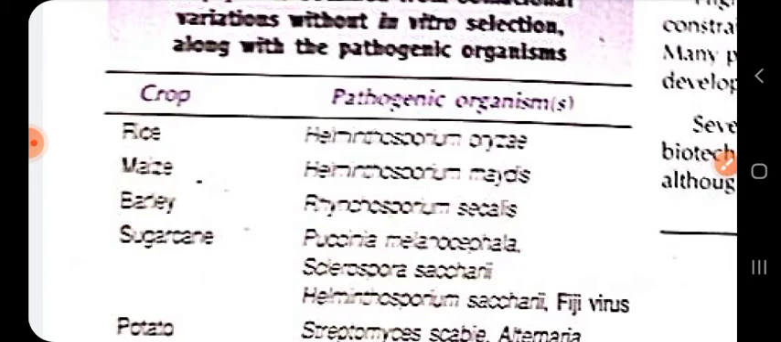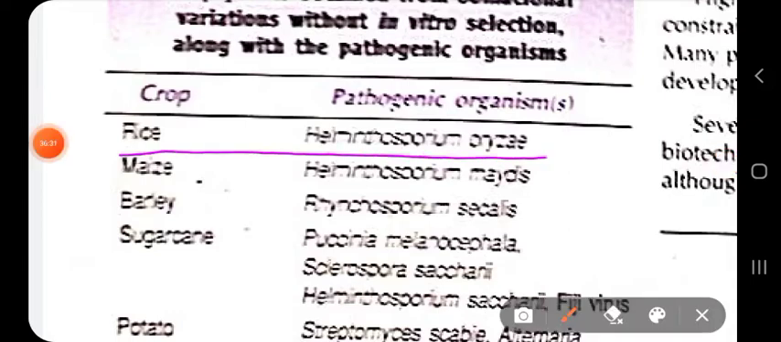Okay, rice plant. Suppose the rice crop has been obtained through somaclonal variation for growing against this pathogenic organism whose name is Helminthosporium oryzae. I'm writing the name here.